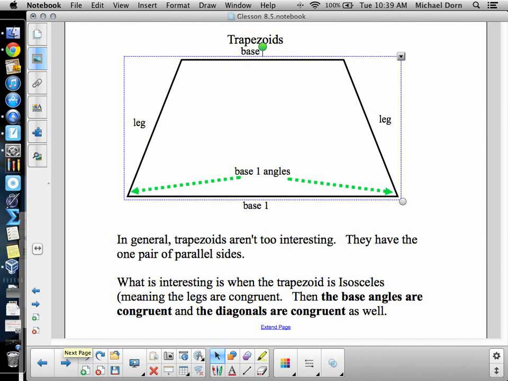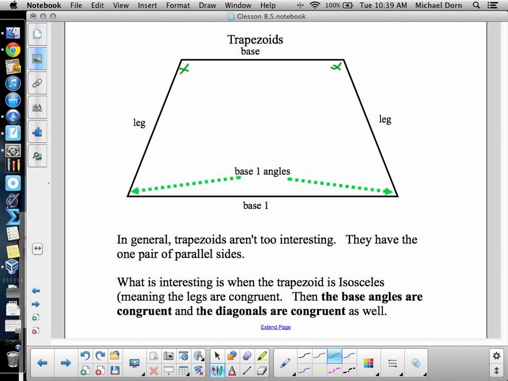Each base has two angles associated with it. These are the angles for base 1. These are the two angles up here. Okay? Those would be the two angles for base 2. And like I say, the non-parallel sides are referred to as legs. So we had legs in right triangles before. We had legs in isosceles triangles. Now we have legs in trapezoids. Same word, slightly different use.